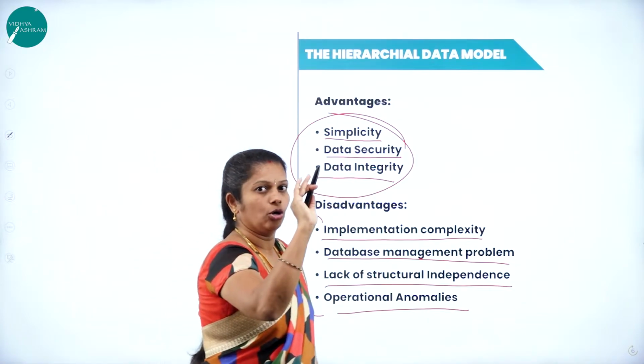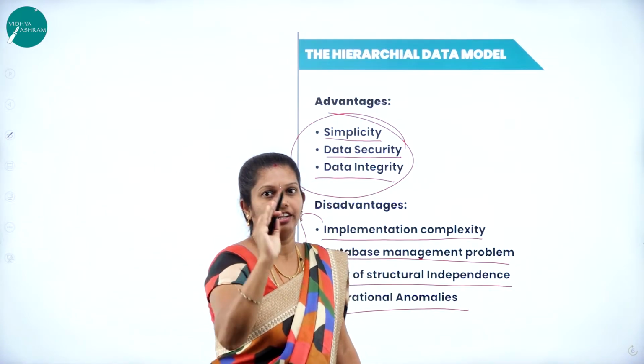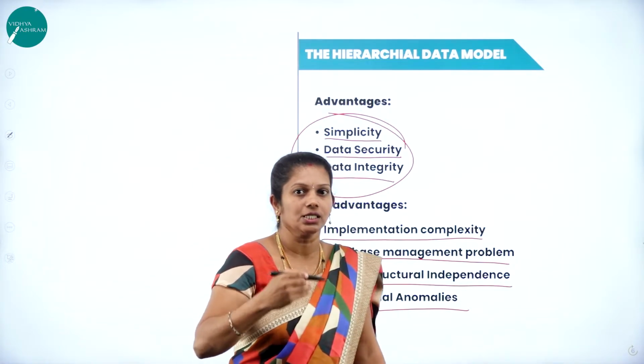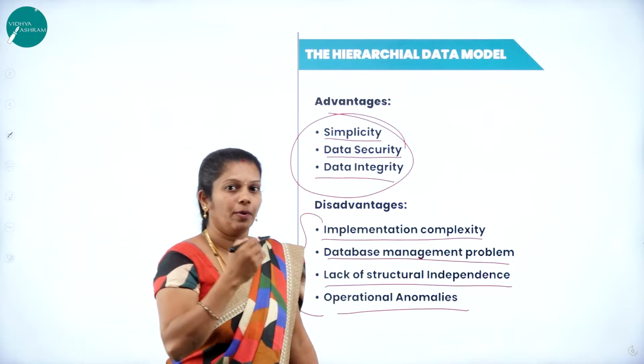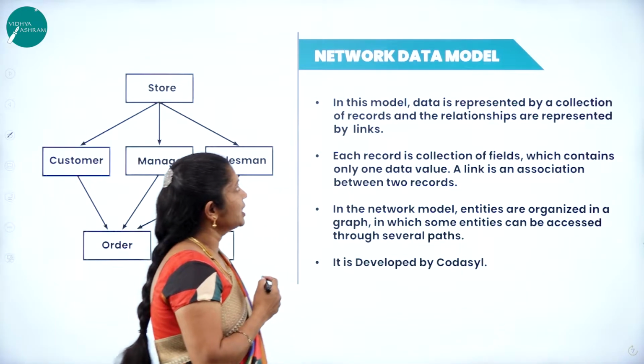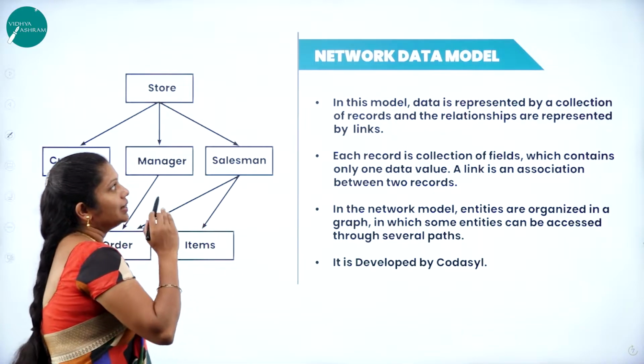At minimum, you have to remember around 5 to 6 points. First, tree format, which means we have a root, then children, one-to-one relation. It is developed by IBM, then advantages and then disadvantages. Next, we'll discuss the network model.